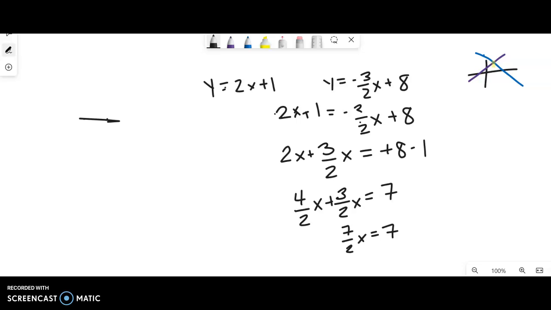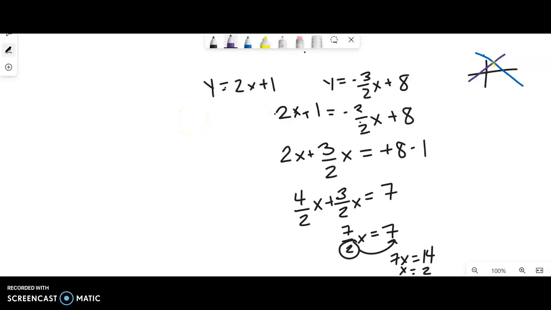Okay, this looks a little bit more confusing than what we've seen so far, but it's not too bad. So this says 7x divided by 2 equals 7. So what I really need to do here is I'm going to move the divide by 2 up over here so that it's going to be multiplied by 2. So I'm going to have 7x equals 7 times 2, which is 14. Now I can see here that x is actually just 2.